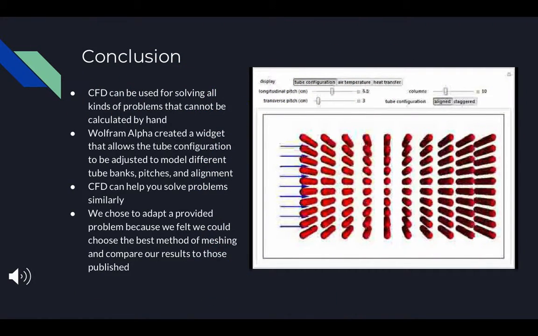We chose to adapt a provided problem because we felt we could choose the best method of meshing and compare our results to those published. CFD can be used for solving all kinds of problems that cannot be calculated by hand. As seen to the right, Wolfram Alpha created a widget that allows tube configuration to be adjusted to model different types of tube banks, pitches, and alignment. CFD can help you solve problems similarly.